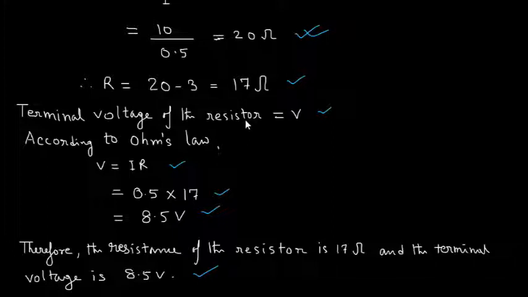Terminal voltage of the resistor is V. According to Ohm's law, V is equal to IR. Put the value of I and R, 0.5 and 17. We get 8.5 volt. Therefore, the resistance of the resistor is 17 ohm and the terminal voltage is 8.5 volt.